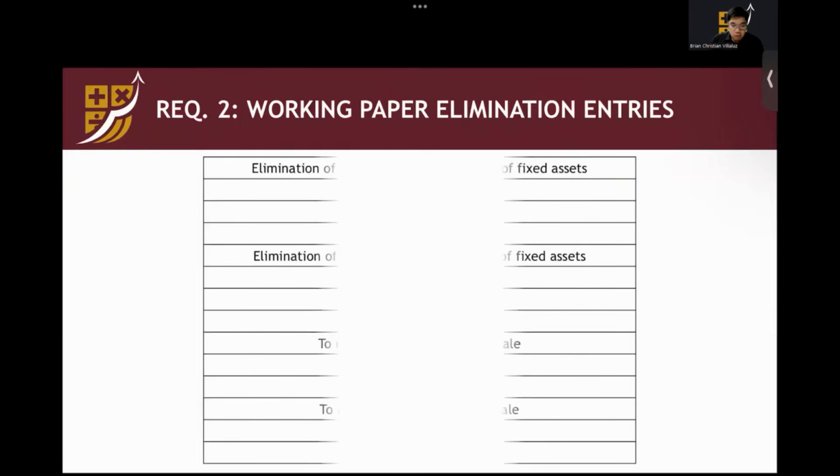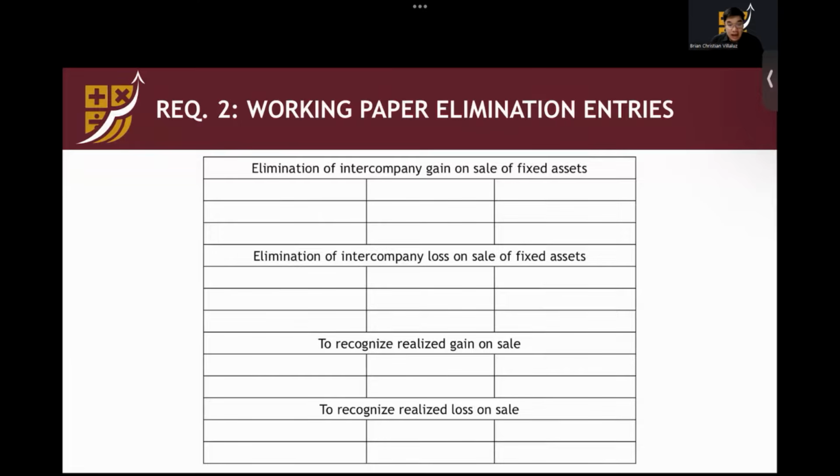Okay. So, we're on the WIPIs, right? We have 4 scenarios for making the WIPIs. Since the result of the sale in our illustrative example is a gain, we can already put amounts on the elimination of intercompany gain. But for the second one, the loss, we will just use dummy amounts. Okay? So, how do we eliminate intercompany gain on sale of fixed assets?